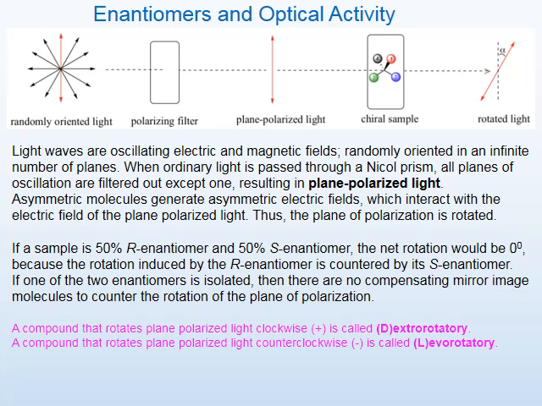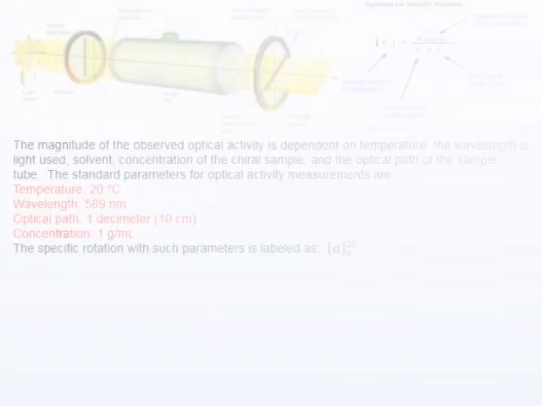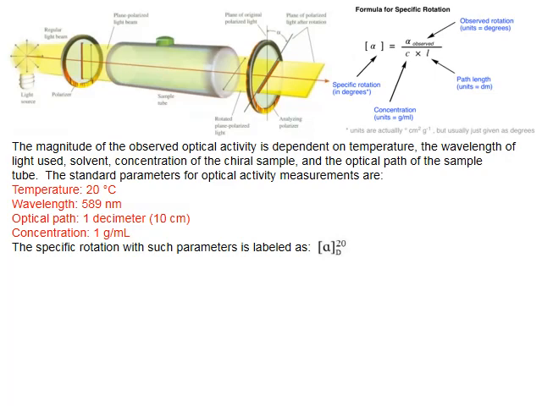A compound that rotates plane polarized light clockwise is called dextrorotatory. A compound that rotates plane polarized light counterclockwise is called levorotatory. The magnitude of the observed optical activity is dependent on temperature, the wavelength of light used, solvent, concentration of the chiral sample, and the optical path of the sample tube.